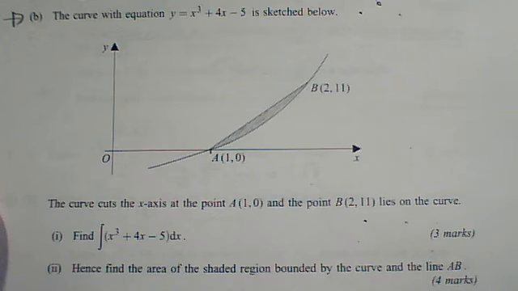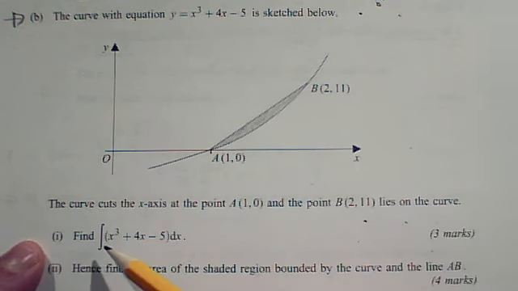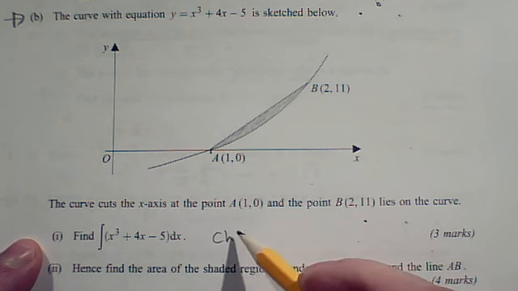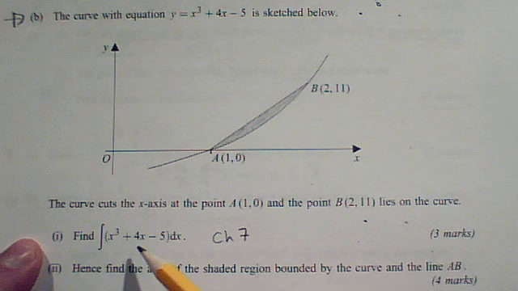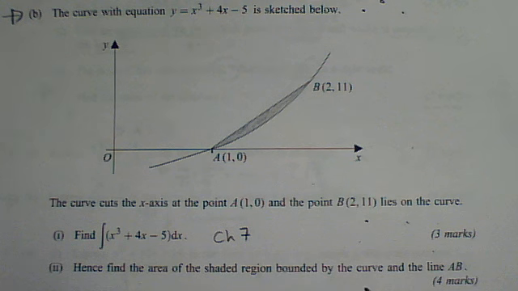getting full marks here. First thing we've got to do, we can ignore the sketch for now, because all we've got to do is integrate 3 terms. You've got a rule for integrating powers of x in chapter 7, apply it to 3 terms, and you get 3 marks. There is something on the end that you should not forget, but the marks are mainly for integrating the 3 terms. Hence find the area of the shaded region bounded by the curve and the line AB.